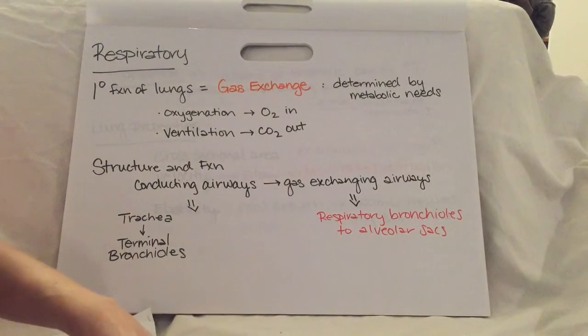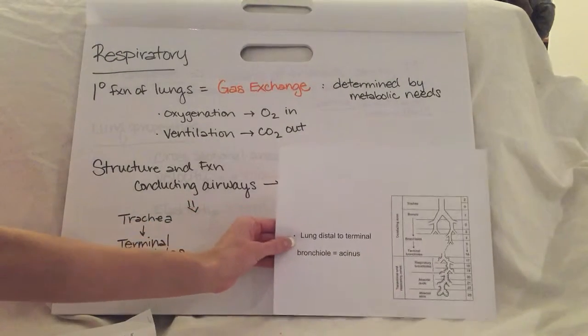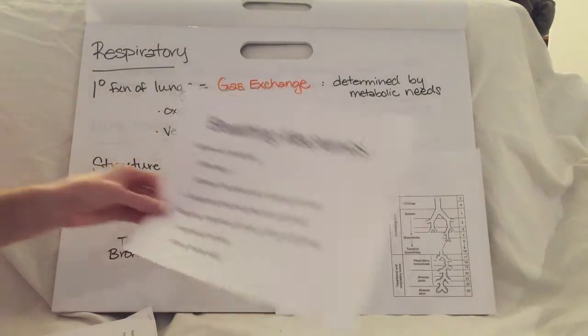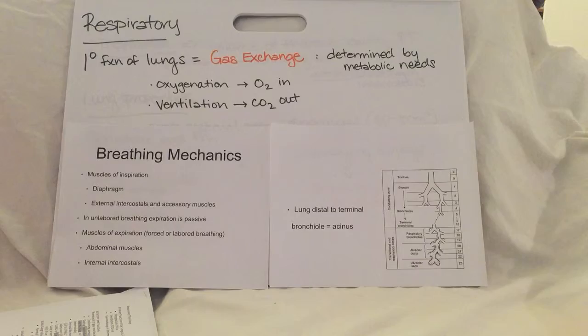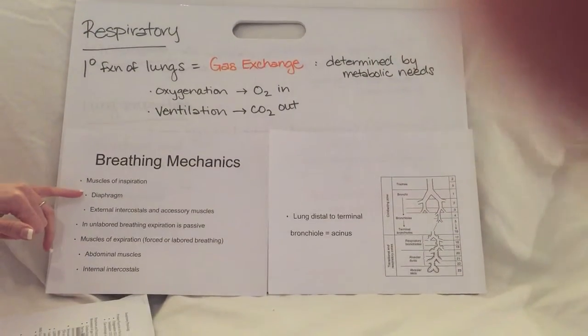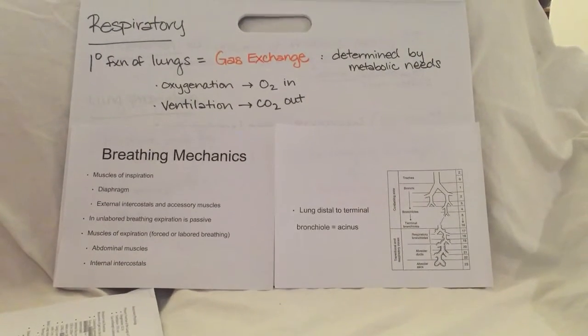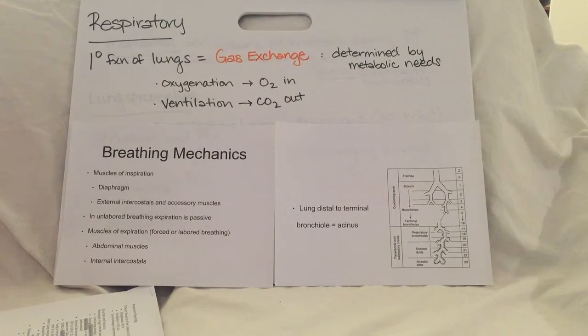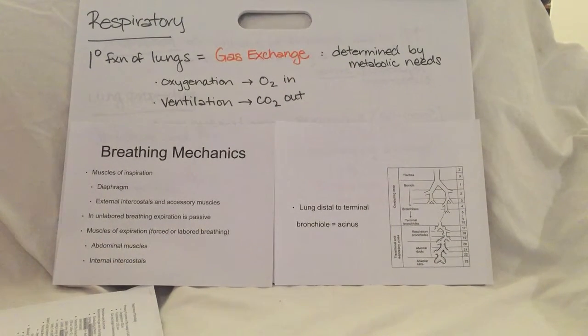and are regulated by, or are manifested by, the relationship between the structure of the bronchioles and the mechanics of breathing. So a quick reminder, the muscles of inspiration include the diaphragm, the intercostals, as well as the accessory muscles. Two things about breathing mechanics that are extremely important: in unlabored breathing, expiration is passive, and inspiration is your active part.